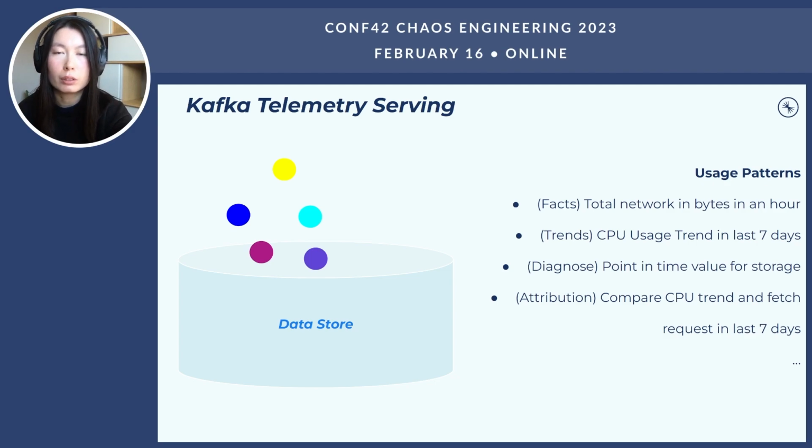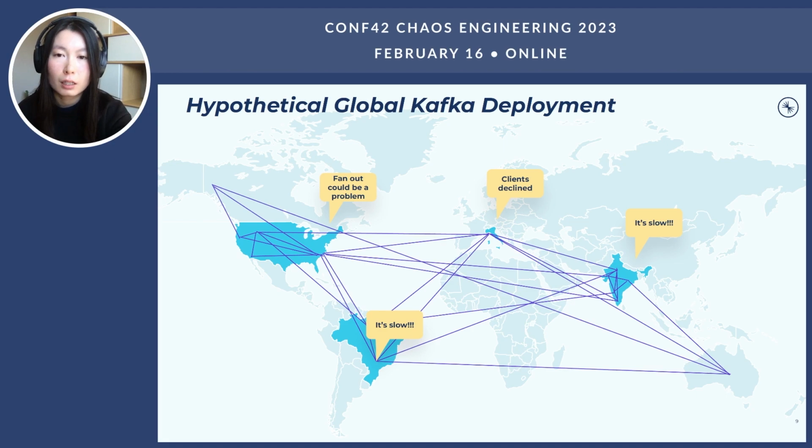After a while, we quickly find out the usage patterns are as follows. Number of total network in bytes in the last hour, we're looking for facts. We're also looking for trends. For example, what's the CPU usage in the last 7 days? We also try to use this data for diagnostics. And more importantly, things also start to become complex in terms of attribution. You want to see whether there are potential correlations between CPU usage trend and fetch requests. Think of a typical Datadog dashboard.